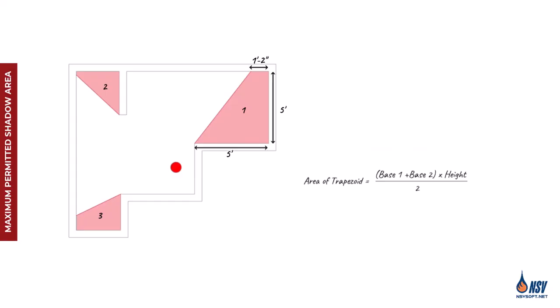When we calculate the area of trapezoid 1, we find that the shadow area exceeds the 15 square foot limit, violating the NFPA 13 requirement. This indicates that the sprinkler must be repositioned. By the end of this video, we'll use the software to identify the optimal location for the sprinkler.